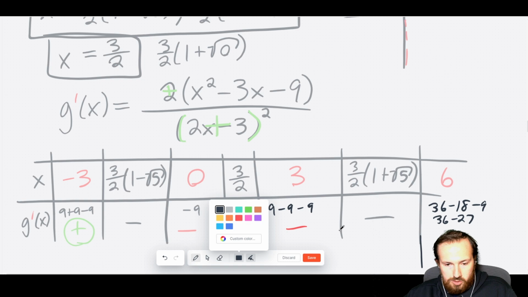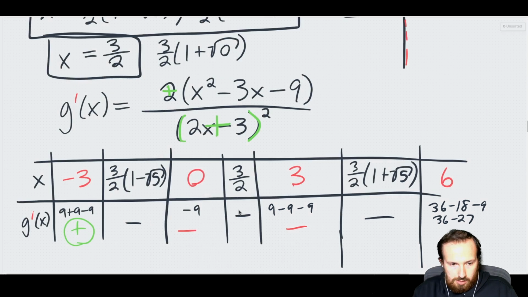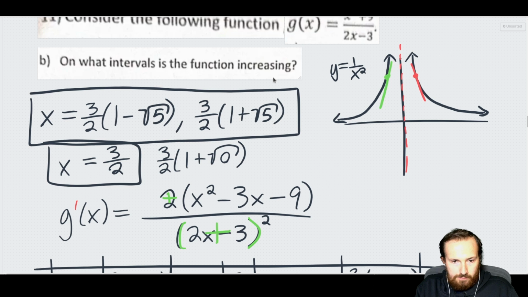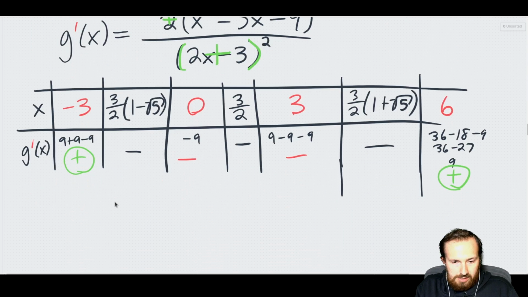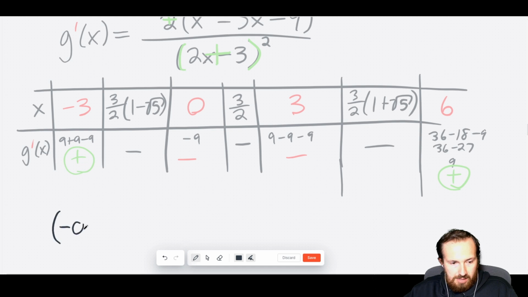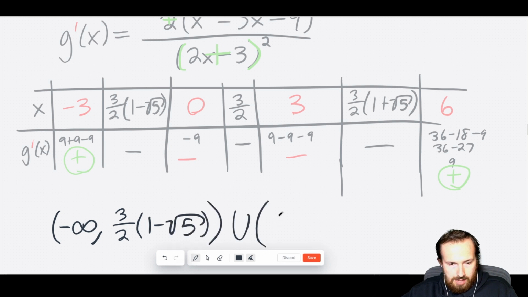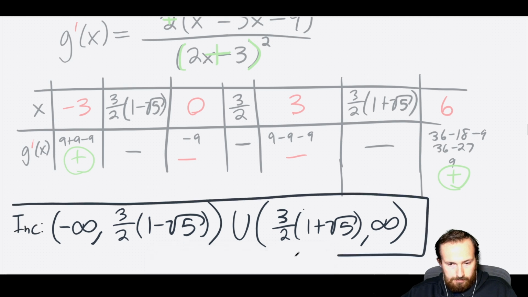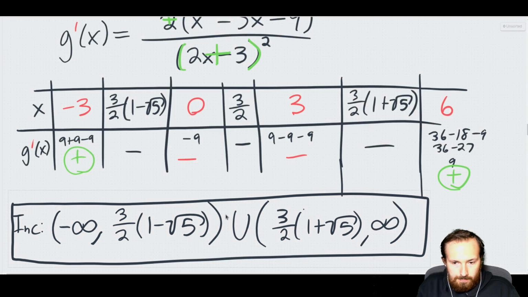So there you go. We just figured out that, again, remember what the original problem was: find the intervals where the function is increasing. Hopefully it makes sense from here that it'll be from negative infinity up to 3/2 times 1 minus square root of 5, and then it'll be 3/2 times 1 plus square root of 5 to infinity. This is where the function will be increasing. So there you go. That's how we find part B.